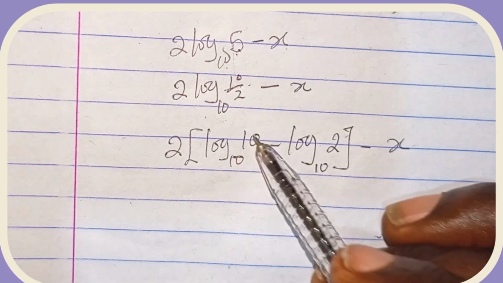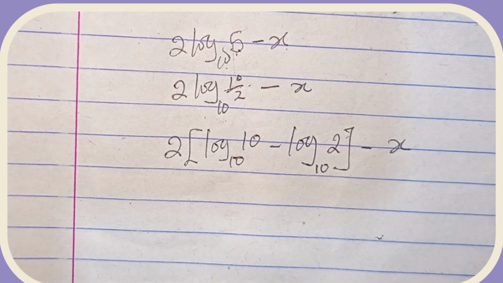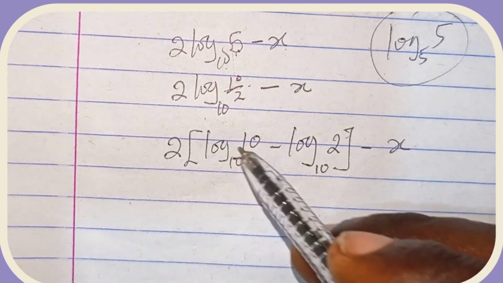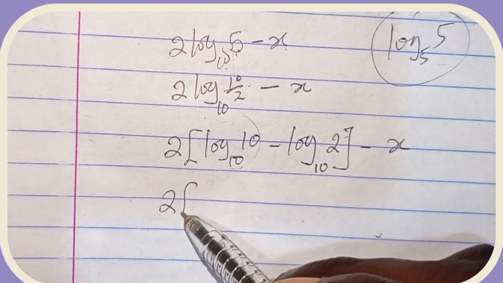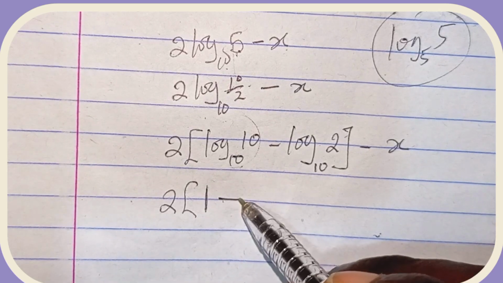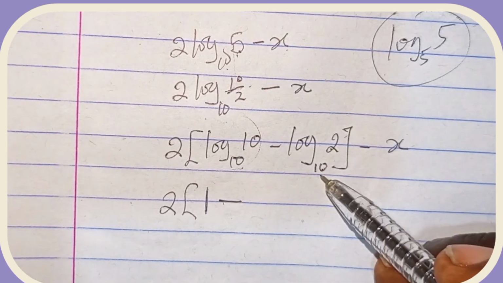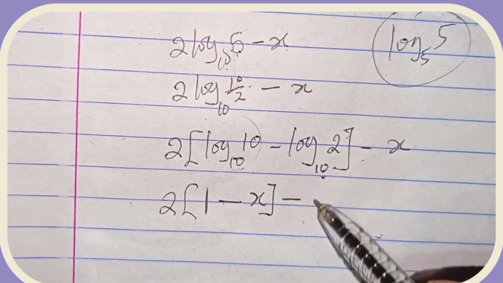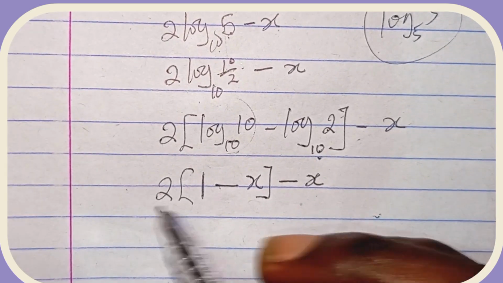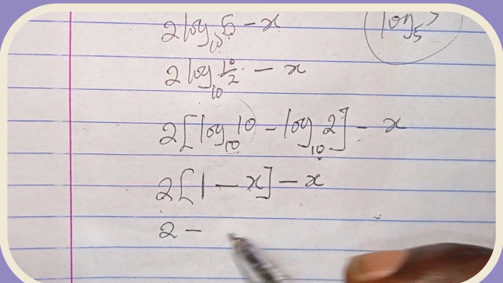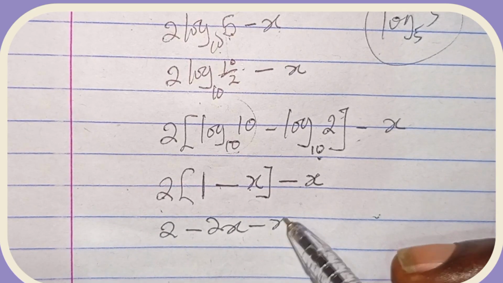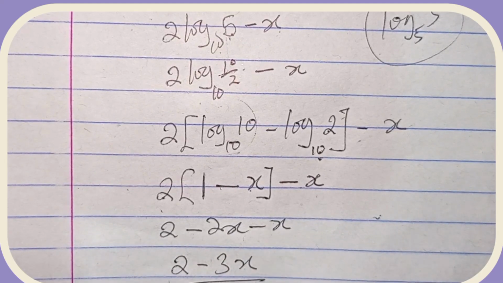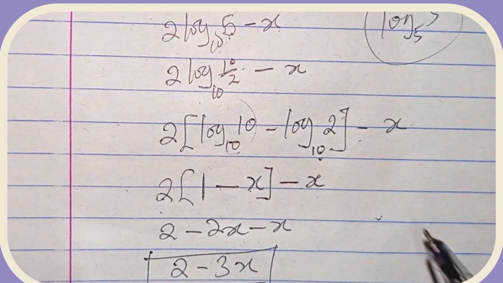Now log of 10 to base 10 is 1. Log of a number to that same number as base, for example log of 5 to base 5, is 1. So everything here is 1. Just write the same thing. Everything here too is 1. So you're going to write 2 into 1 minus log of 2 to base 10. From the question, it is x. You're going to write x here. Then minus another x here. Then just expand this. You're going to have 2 minus 2 times x, then minus x outside. At the end of the day, take like terms. You're going to have 2 minus 3x. So this is the simplification of that question. So the answer is 2 minus 3x.